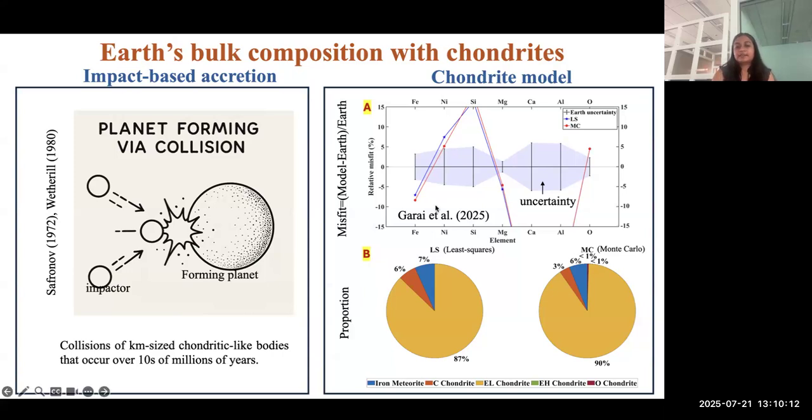In figure B, it shows the proportion of different chondrite bodies that my inversion models found. Now, the key takeaway from this slide is that we can consider an impact-based model for Earth. However, we cannot match Earth's major element composition from chondrites or iron meteorites.